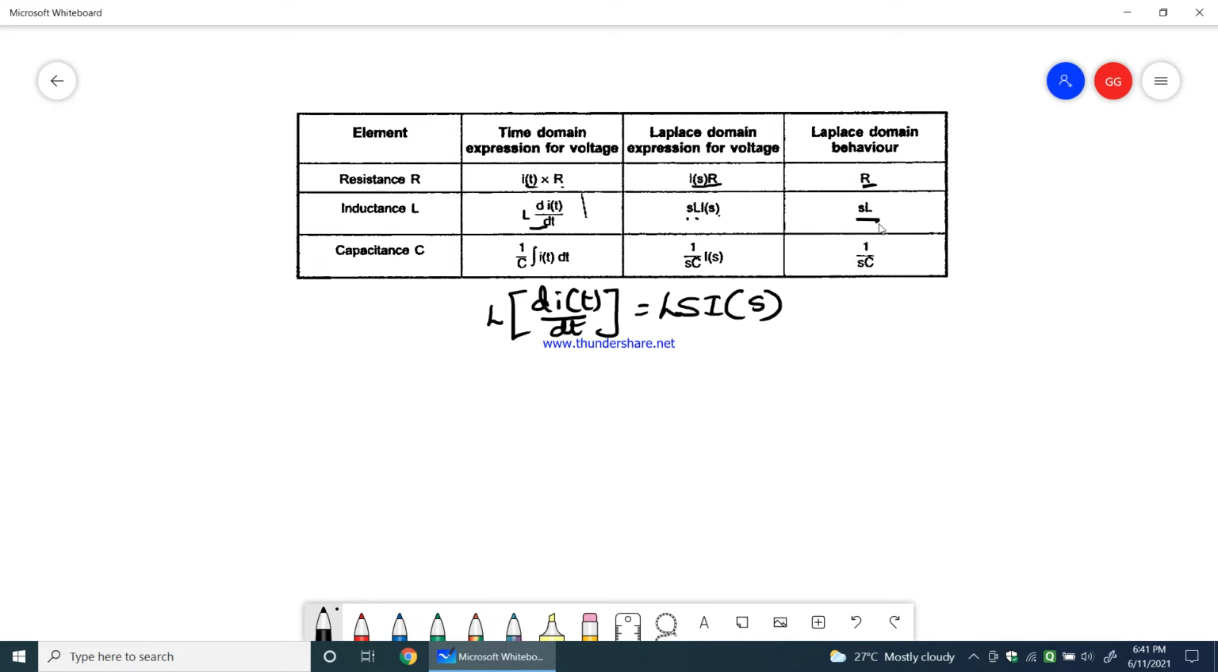Similarly, the voltage across the capacitor is 1 over C integration of i(t) dt. So this is the Laplace transform. I'm sorry, I said it is Laplace transform, so L will not come here.